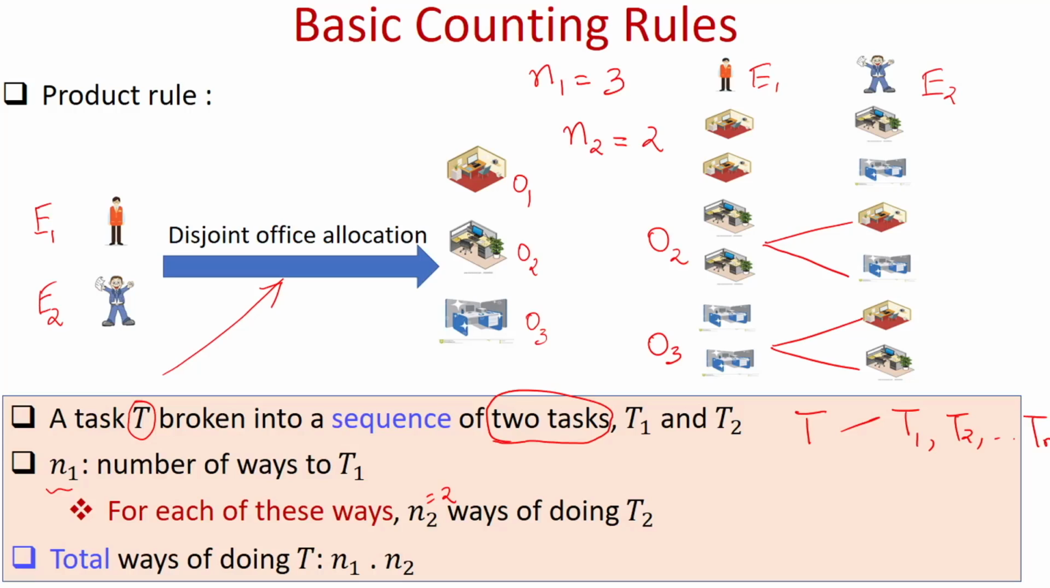Okay, so if you have n1 ways of solving subtask T1, and for each of these n1 ways you have n2 ways of solving subtask T2, and for each of these ways of solving subtask T1 and T2 you have, like that, ni ways of solving subtask Ti, and like that you have nm ways of solving subtask Tm. Then the total number of ways of solving task T will be n1 times n2 times n3 times ... nm. That's the generalized product rule.